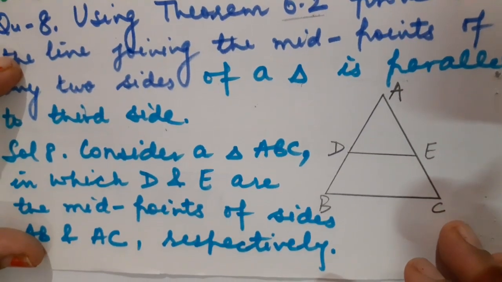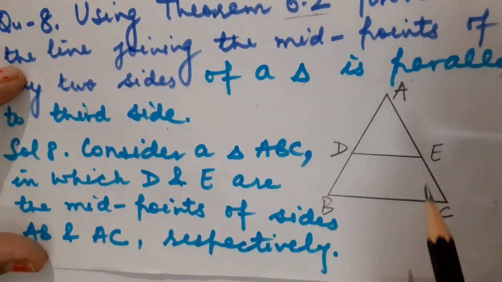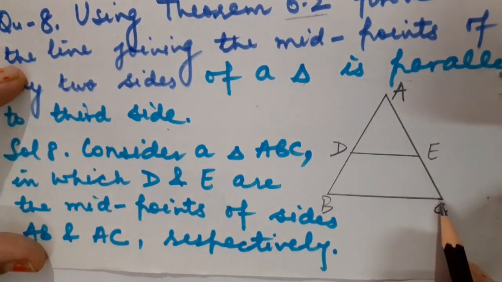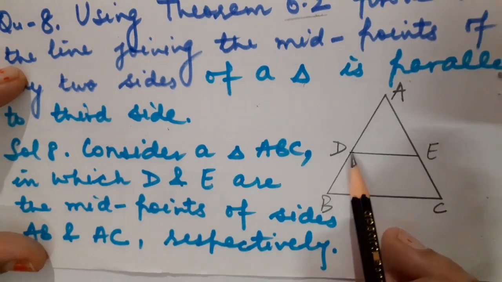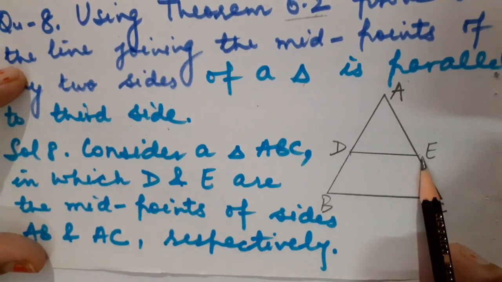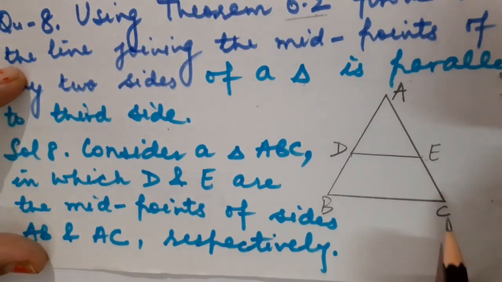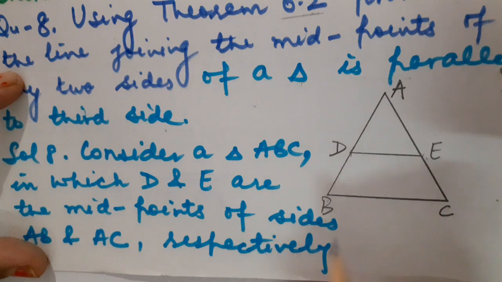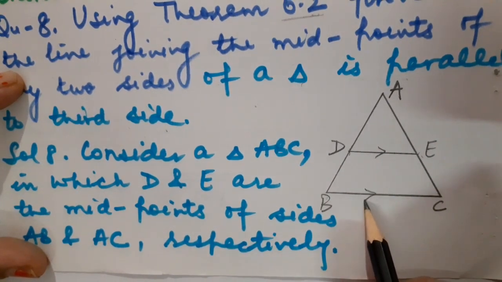Okay. But when I am going to prove the converse of midpoint theorem, I am going to apply the converse of BPT only. Okay. So what can be done for doing this question? First of all, there is a triangle, you can see here in the diagram, triangle ABC. According to the question, D and E are both the midpoints of the sides AB and AC respectively. Fine children. And what we have to prove? We have to prove that DE is parallel to BC.